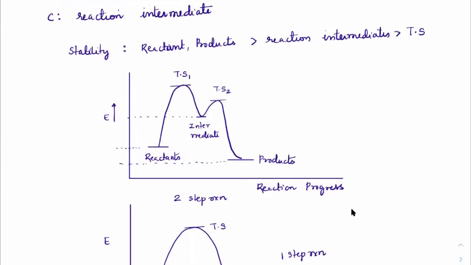Not necessarily, products may be less stable also. If products are less stable, we call that an endothermic reaction. If products are more stable, we call them exothermic reactions. You know that energy will be released.